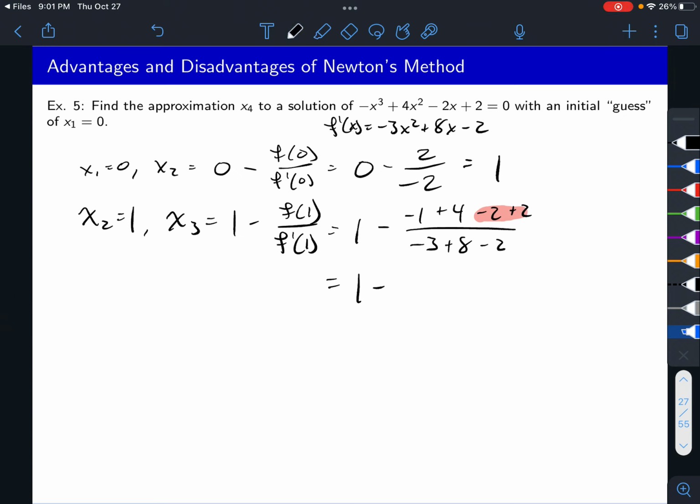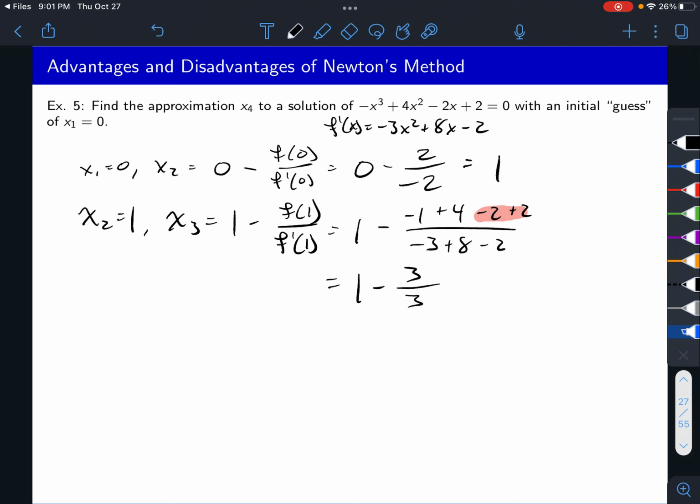All right, so let's see. These 2's cancel, and the top becomes just 3. What happens on the bottom? This is 8 minus 5. So 8 minus 5 is just 3. So we get 1 minus 3 over 3, which is 1 minus 1, and 1 minus 1 is 0. So x3 is equal to 0.